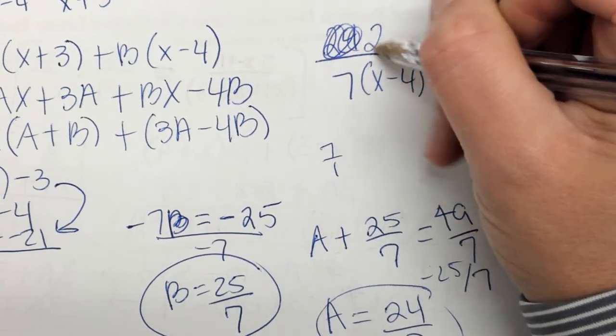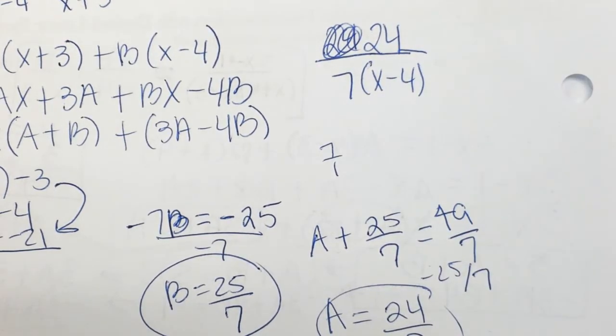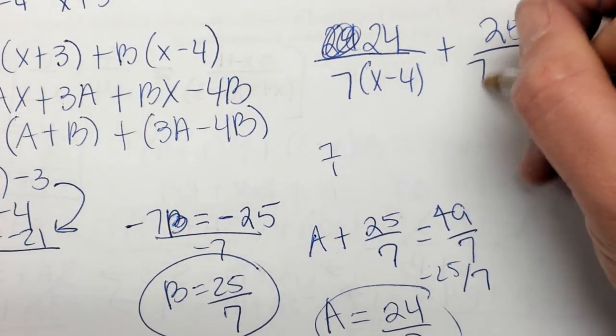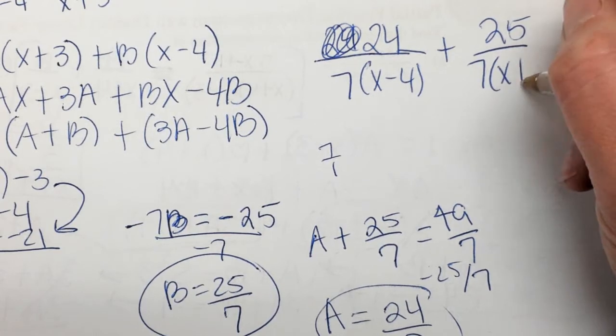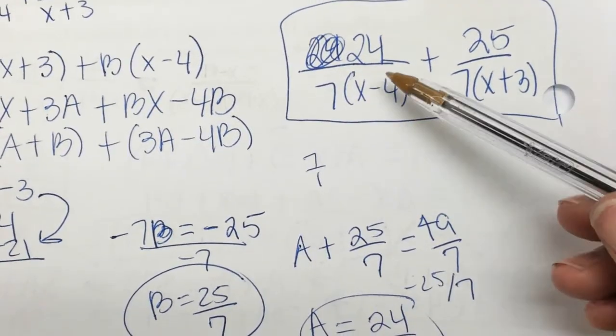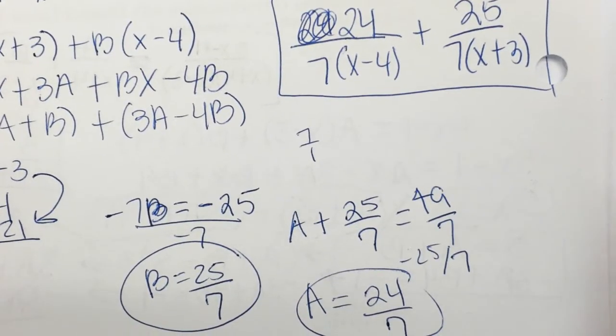It's bothering me that this is not in the middle, so I'm going to write that in the middle. And then it'd be plus what on top? Over 7 times x plus 3. So you can have fractions. Just remember to put the numerator in the numerator, denominator in the denominator.